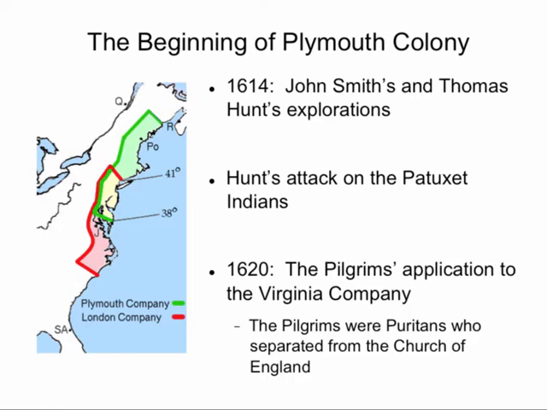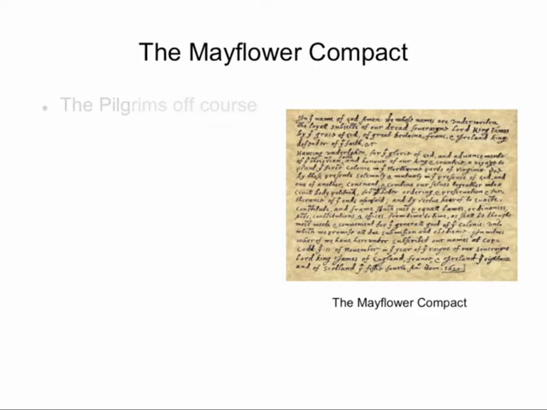And so the Virginia Company agreed, and the Pilgrims set out on their ship called the Mayflower, heading for the Hudson River. But they went off course. They went too far north, and as it turned out, they landed on Cape Cod in what's now Massachusetts.